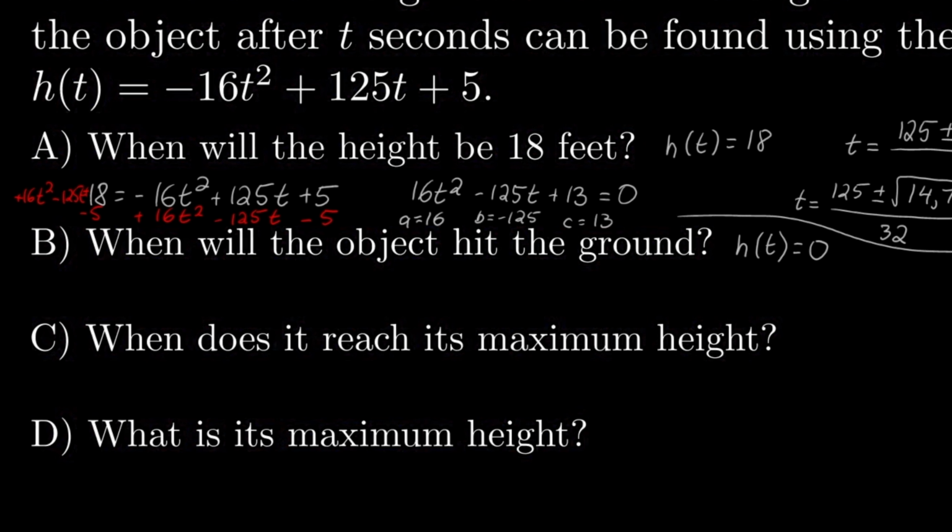Very similar to the equation we had in part A, just this time instead of 18, we have 0 equals negative 16t squared plus 125t plus 5. And this time, instead of adding everything to both sides, let's simply divide both sides by -1 or multiply both sides by -1. And that will give us 0 equals 16t squared minus 125t minus 5.